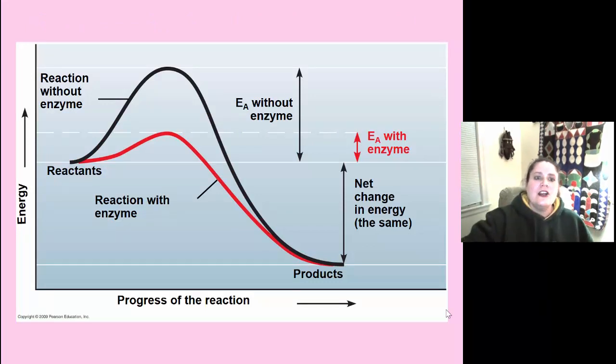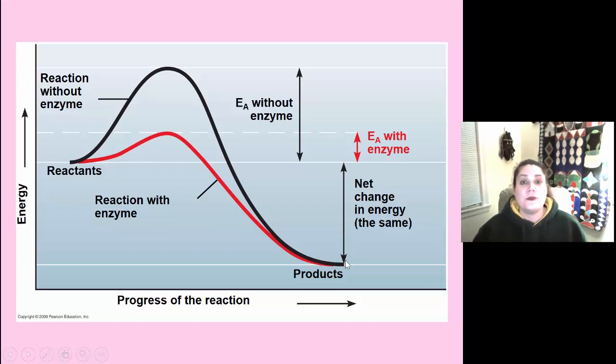So this black line shows us if we didn't have an enzyme, how much energy it would take to get us started until then we get this downhill roller coaster and we get this huge change in energy. If we have an enzyme or a catalyst present, we only have to get to here for our activation energy, but we do ultimately still end up at the same place. We still start in the same place, we still end in the same place, we just don't need as much activation energy. That's what an enzyme does.